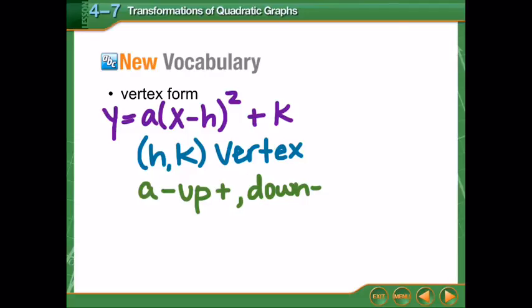Okay, we also have an axis of symmetry, and so we'll see a few of those things as we go through the problems.